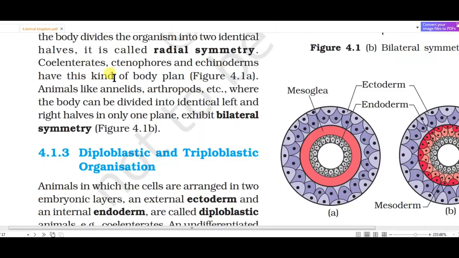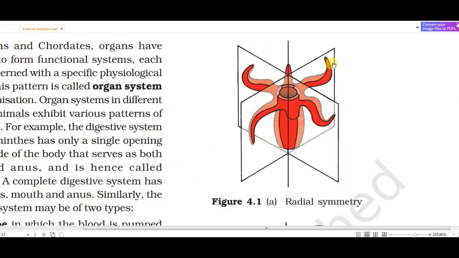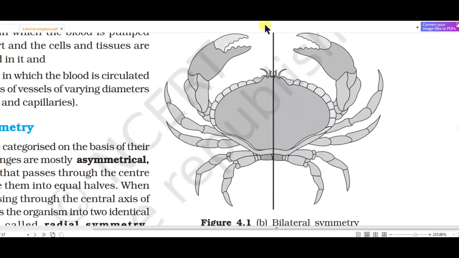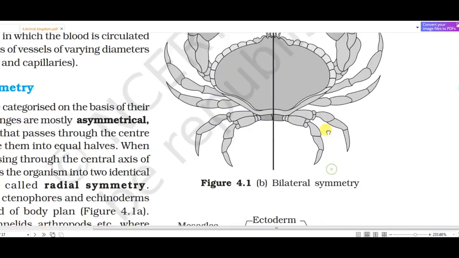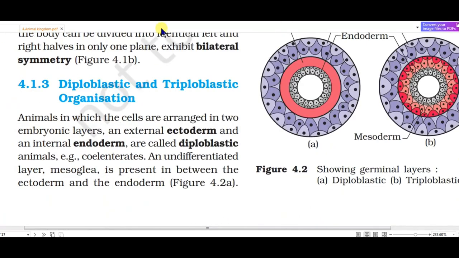Animals like annelids and arthropods, where the body can be divided into identical left and right halves in only one plane, exhibit bilateral symmetry. Here the plane divides the organism into two equal halves, and this is known as radial symmetry, and when identified as left and right equal ones, this is known as bilateral symmetry.